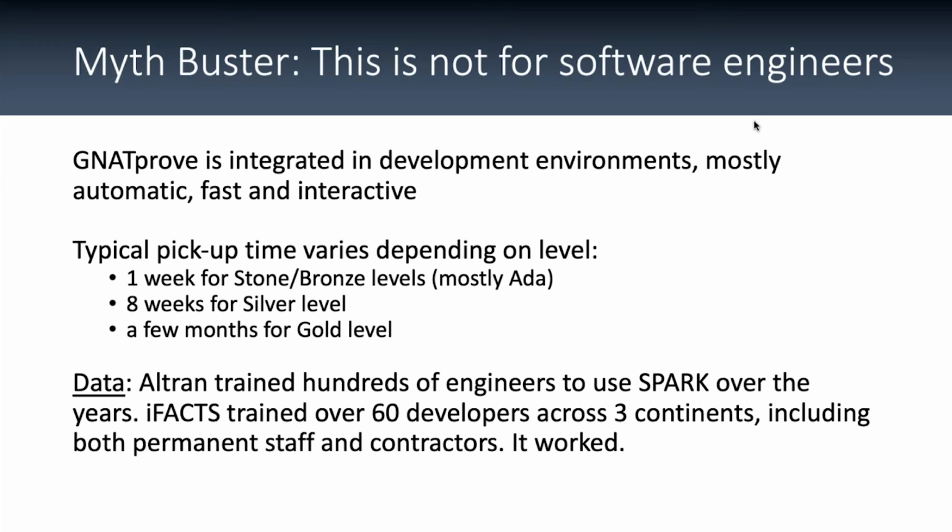So there's a pickup time, of course, and it depends on the level. So based on experience with the customers, we've seen the level of 1 week for the bottom levels, more time for proving absence of runtime error, so up to 8 weeks. And if you want to prove more dedicated properties, then indeed it requires a few months on the job. But the experience shows that, in particular with Altran, they trained hundreds of engineers for this iFACTS air traffic control software project, and that just worked.